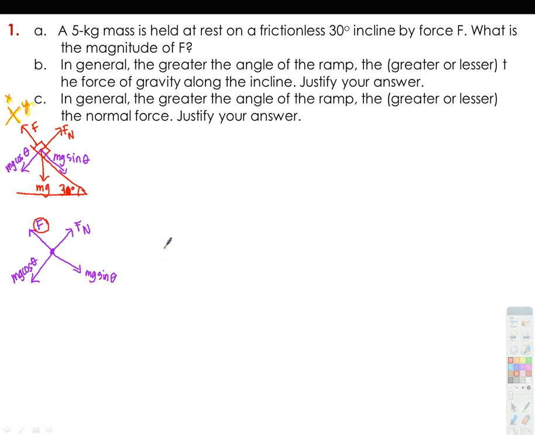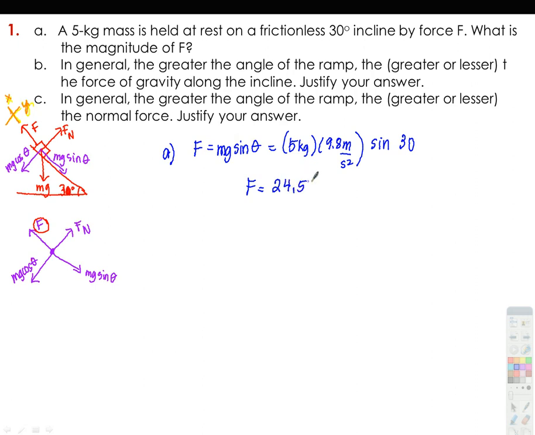If it's held at rest, you know that the net force is 0. If the net force is 0, Fn should be equivalent to mg cosine theta. Then your force should be equivalent to mg sine of theta. Okay. So for letter A, our F is equivalent to mg sine of theta, which is equivalent to 5 kilograms. Our g is 9.8 meters per second squared. And then sine of our angle, which is 30. If you calculate this, you should have 24.5 newtons.